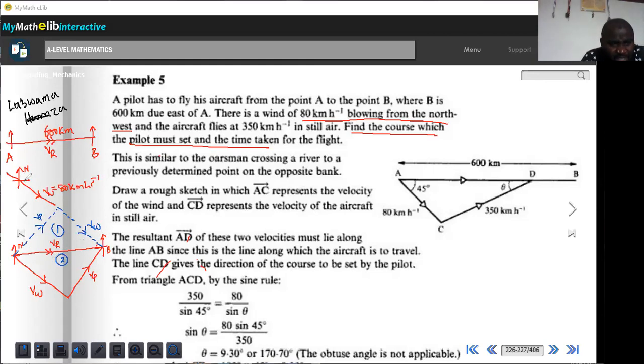Now, because the wind was coming from northwest, this angle was 45. Can I sketch this angle as 45? I do not know this angle theta. If this theta goes through here, this angle also is going to be theta. So, having seen how those angles relate, we can use the sine rule. I can take this angle to be beta, so that sine of beta over the resultant velocity, the opposite velocity, is equal to sine of 45 over the opposite velocity, which is the velocity of the plane, is equal to sine of theta over the opposite velocity, which is the velocity of the wind.